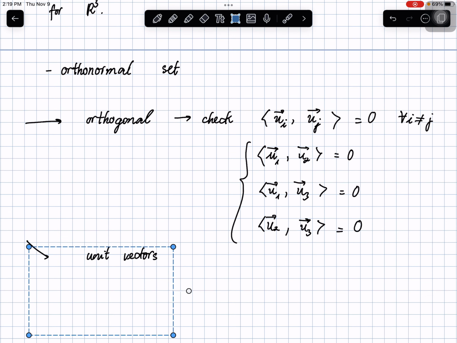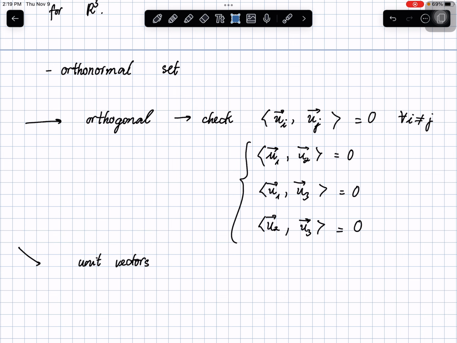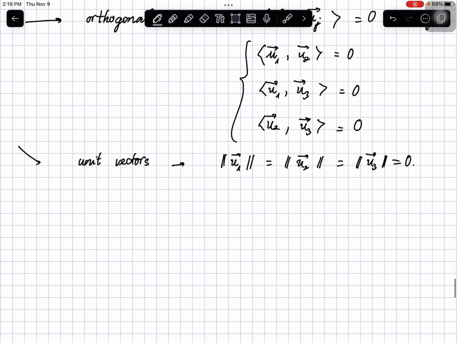Second step, we need to check they are unit vectors. This means that we check the norm of u1 equals the norm of u2 equals the norm of u3 equals 1. And recall that the norm of u1 is the square root of the inner product of u1 with u1. In our case, the inner product is just a dot product, so it's just the square root of u1 dot u1.